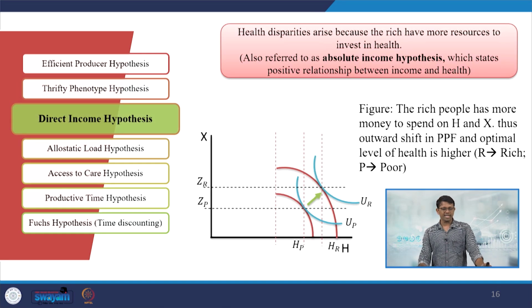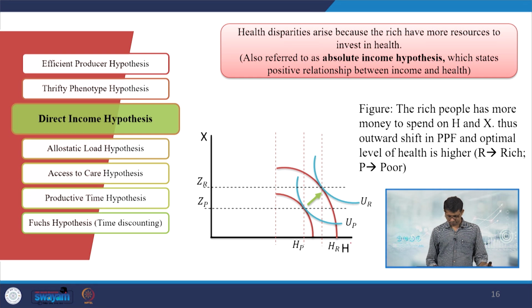Third one is called direct income hypothesis. As the word direct suggests, it is related to your direct incomes. Health disparities arise because rich people have more resources to invest in health. This is also referred to as the absolute income hypothesis, which states a positive relation between income and health. In this figure, we can easily see the rich as against the poor. The rich people have more money to spend on H.